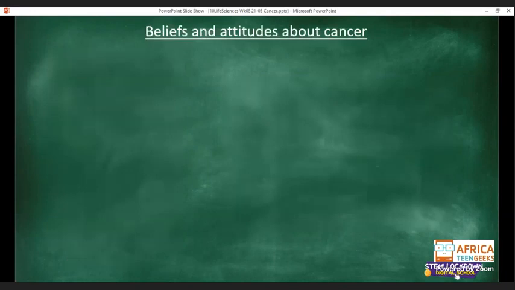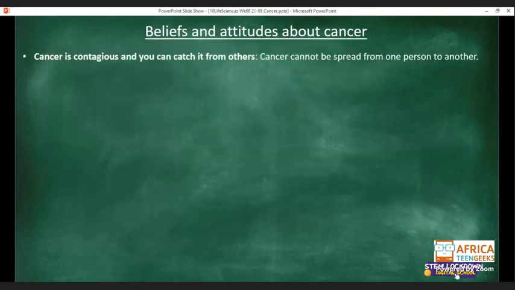So the beliefs and attitudes about cancer. Cancer is believed to be contagious and you can catch it from others. Remember, cancer cannot be spread from one person to another unless by genes. If you give birth to a person, then they have the likelihood of developing cancer. All right. It is not contagious. So if you touch a person with cancer, you will not get cancer. It is not contagious, but many people believe that it is contagious.